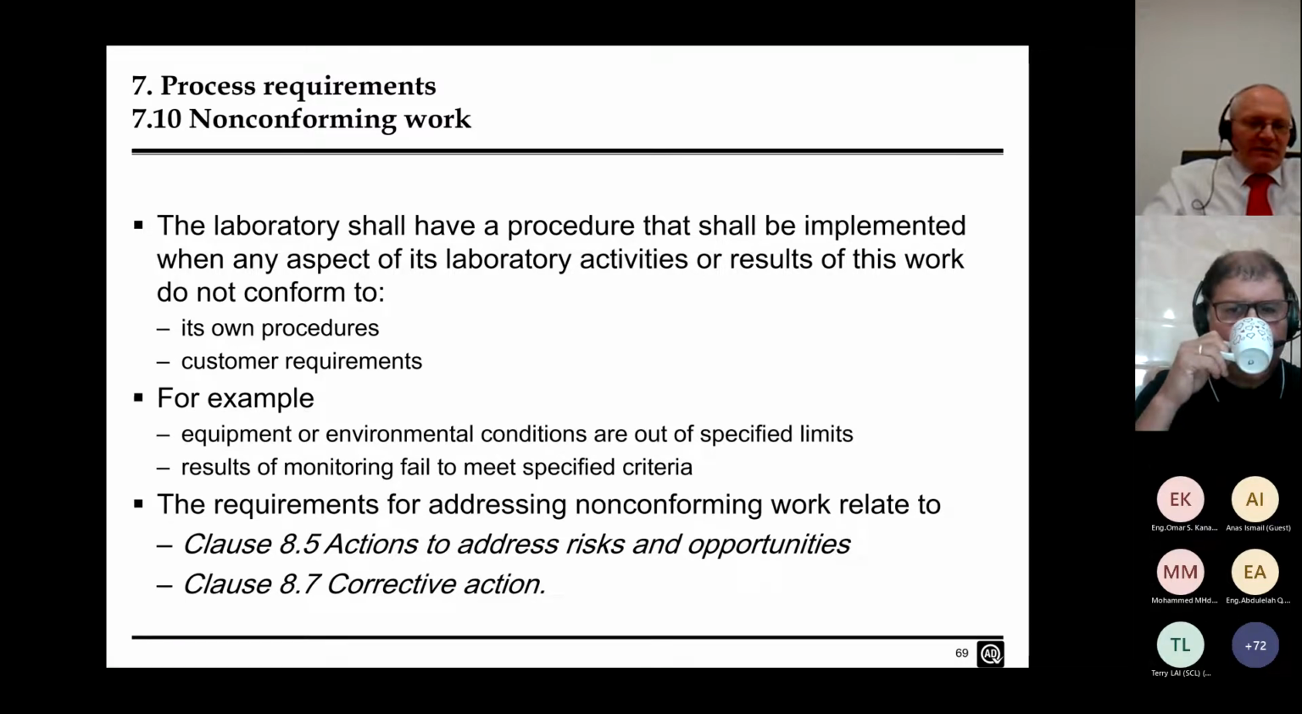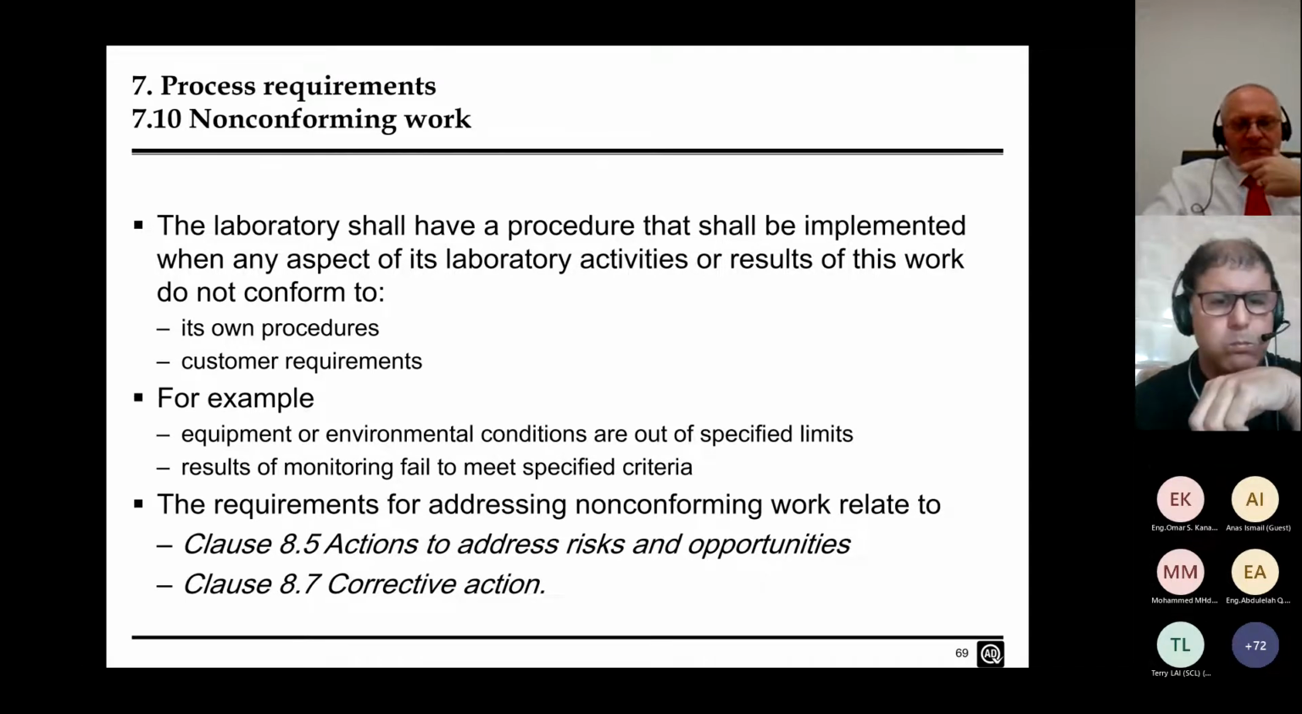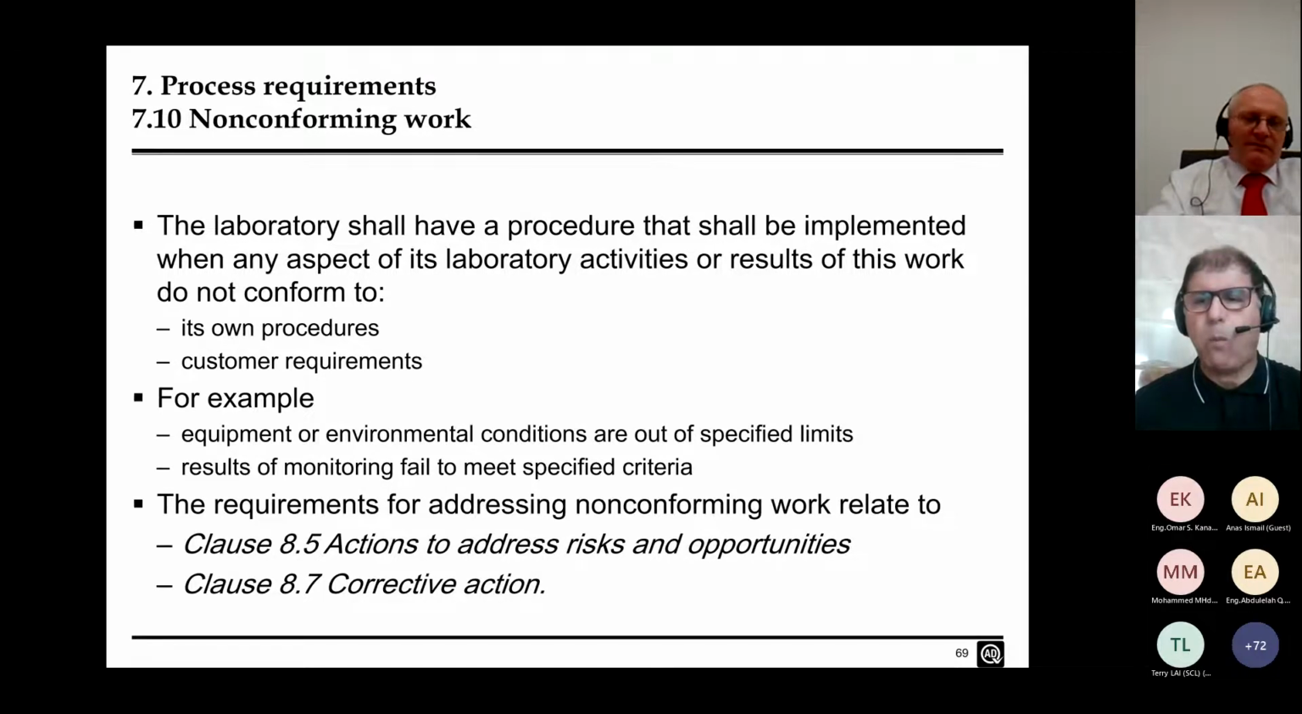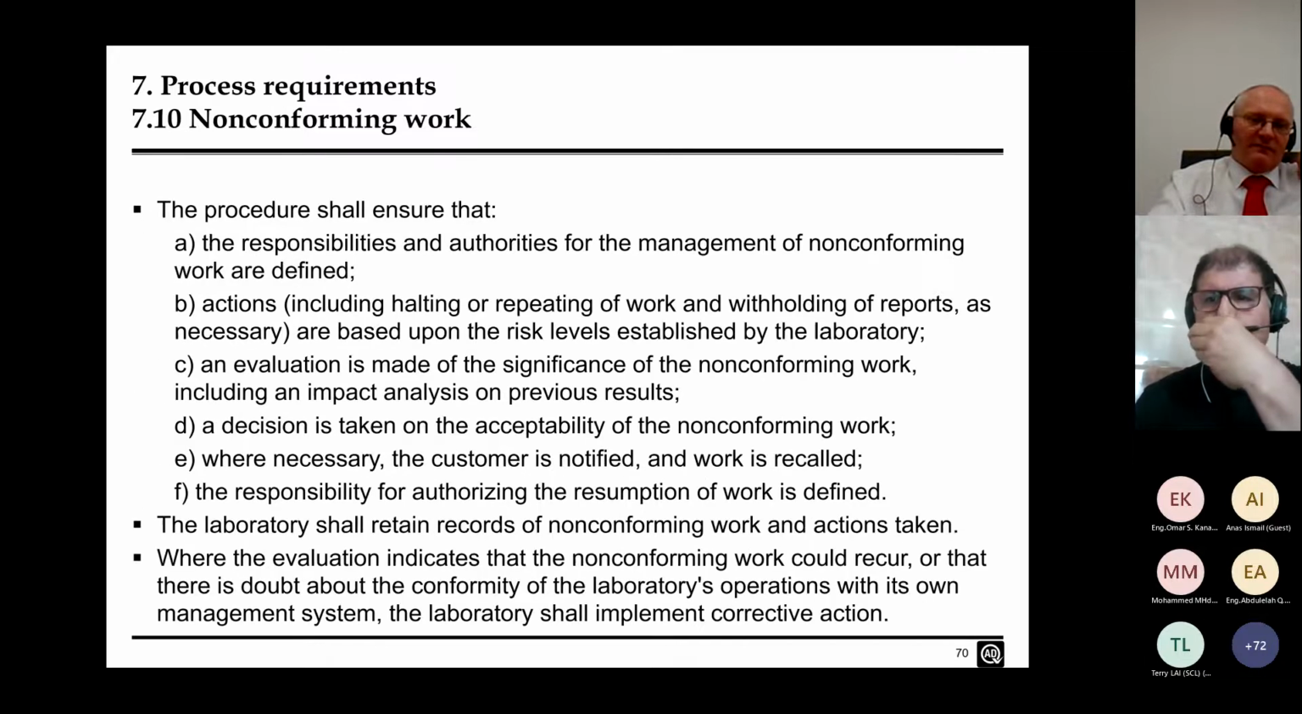Results of monitoring, we talked about internal monitoring. They fail to meet the specified criteria. The non-conforming work, we need to deal with it. It relates to other things. Again, actions to address risks and opportunities. What's the risk of it happening again? And what corrective action should we be taking either to solve this problem or preventive action to stop it happening in future?